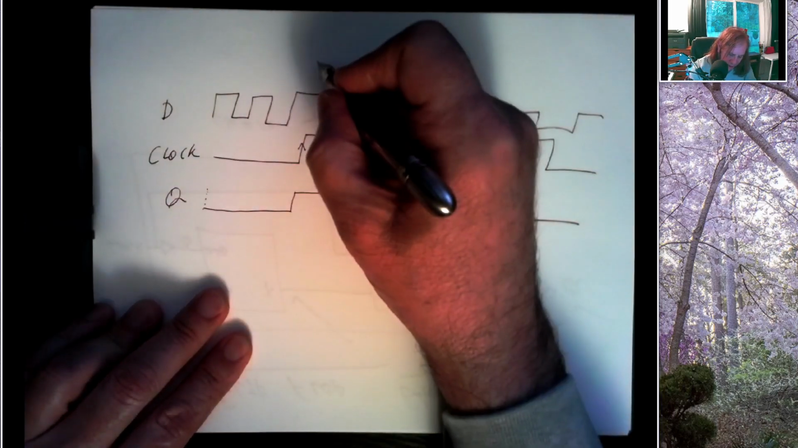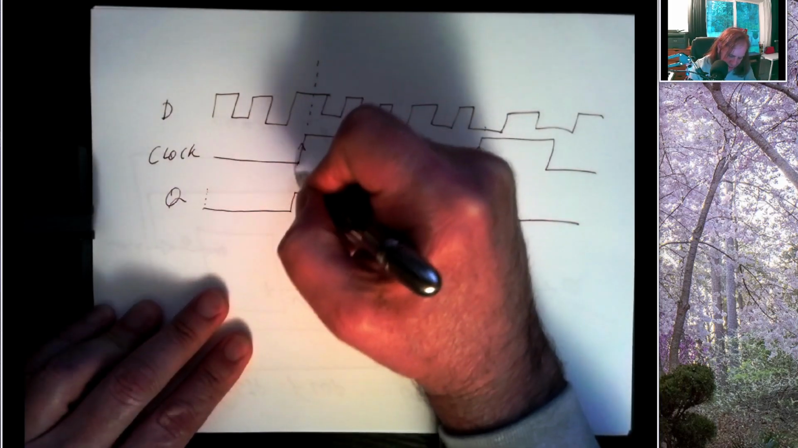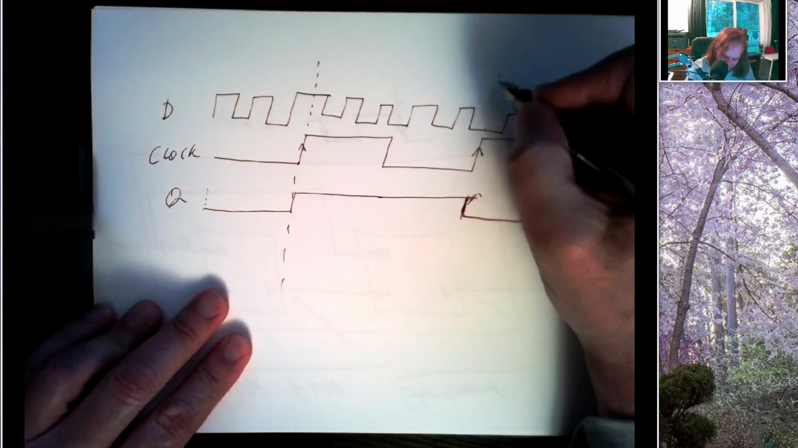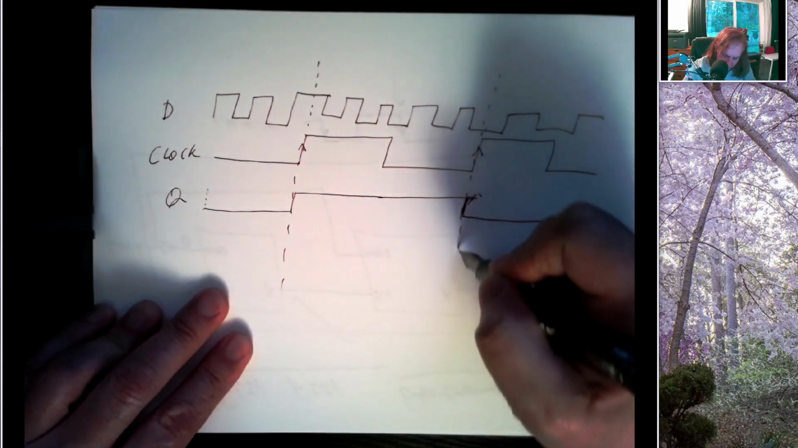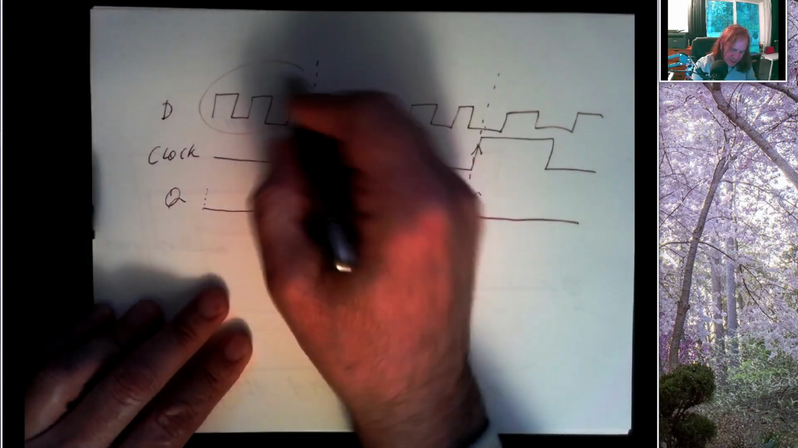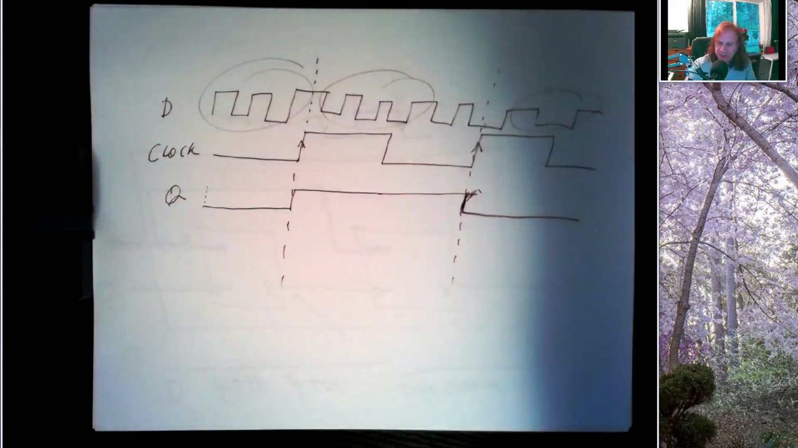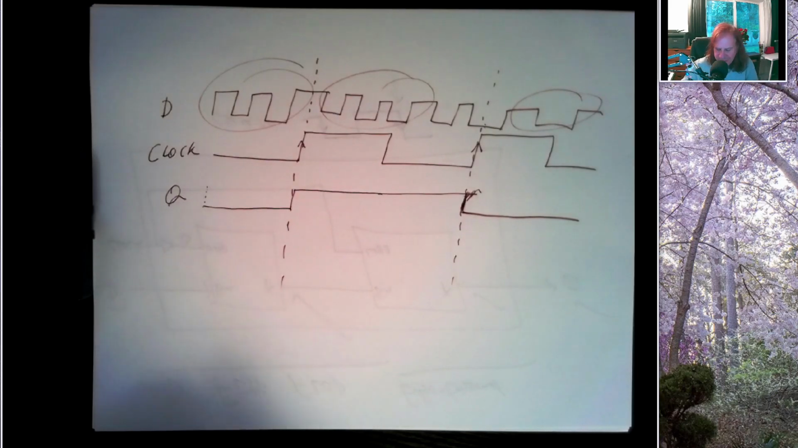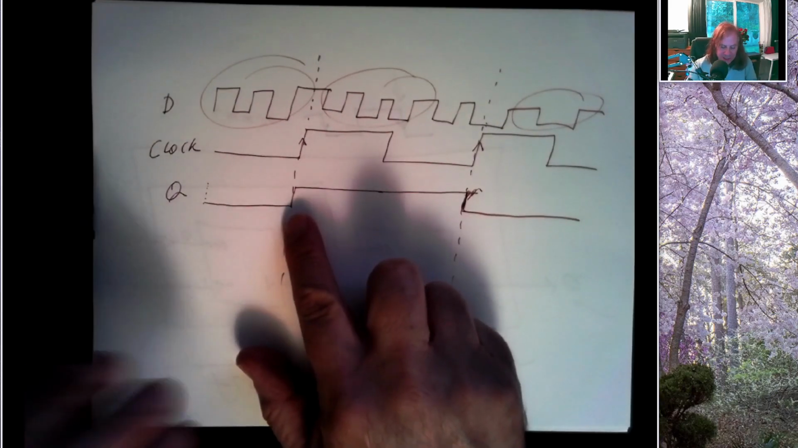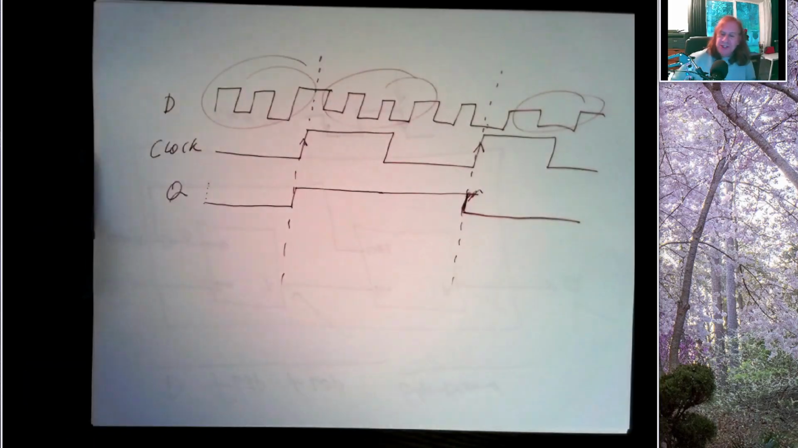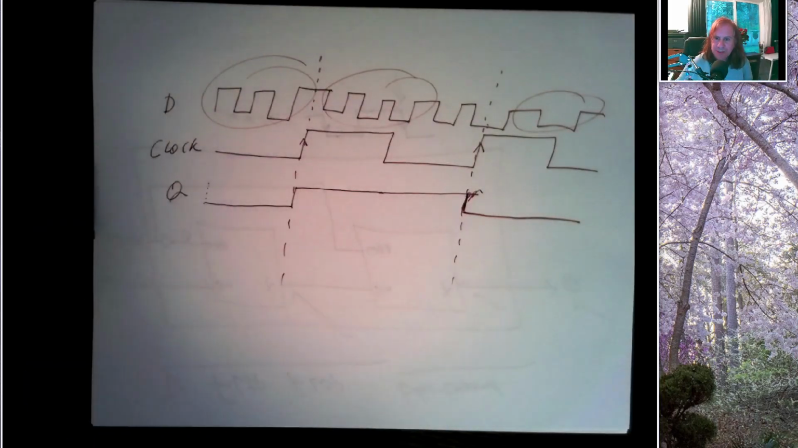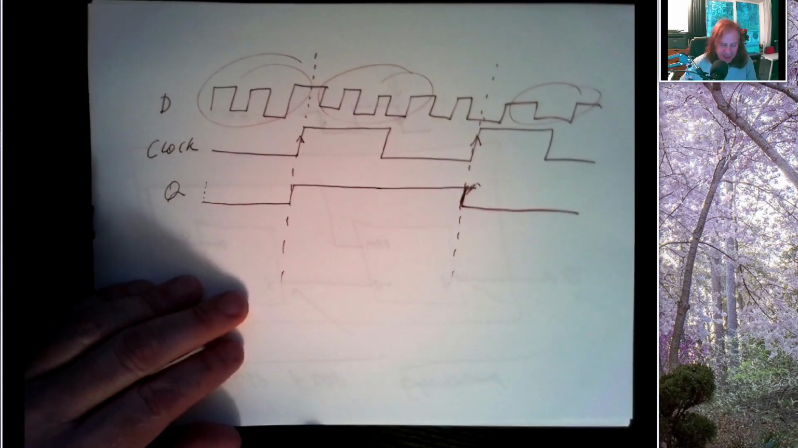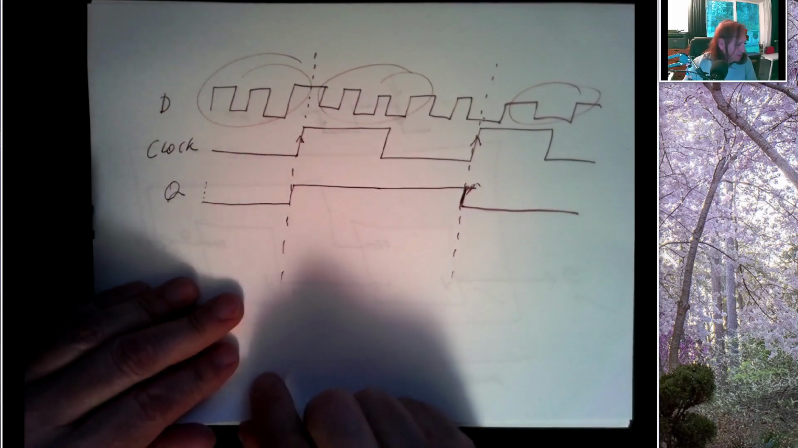So the only thing that matters is this instant in time and this instant in time. Everything here, here, here, irrelevant. Right? So an edge-triggered device: the output changes only when the clock transitions, in this case from 0 to 1. Alright, so that's called a flip-flop, and that's the building block of all of our sequential circuits.